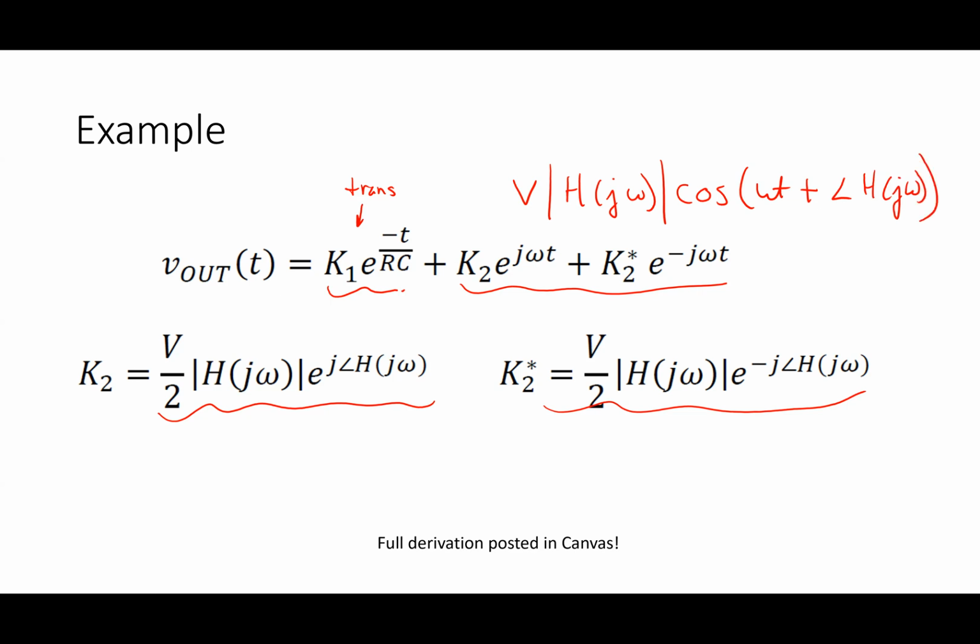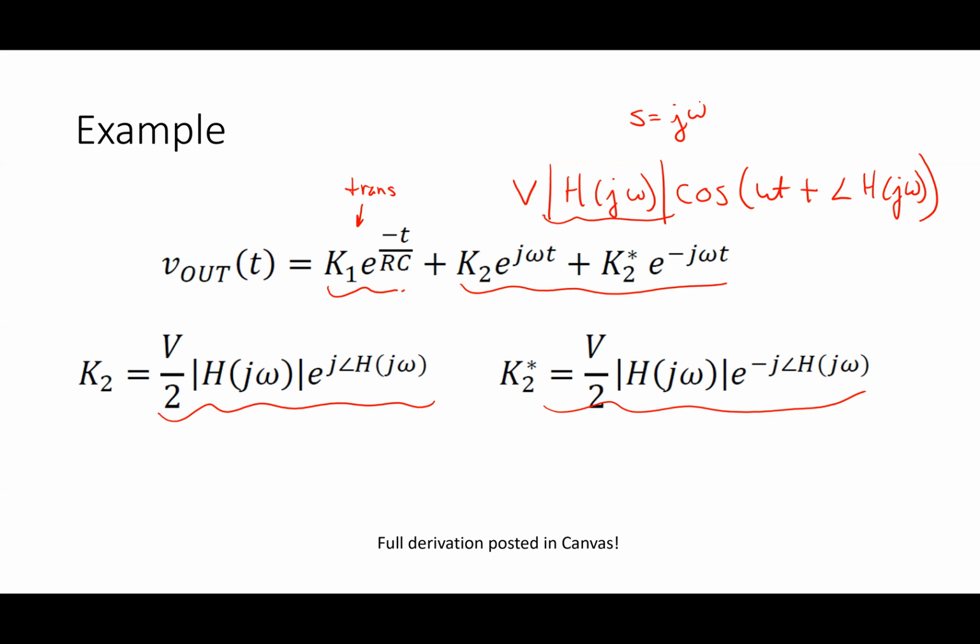It says that if my input is a sine wave, then my output is also going to be a sine wave. And for the output, what I do is I take the magnitude of the transfer function at that particular frequency, and I evaluate it with s equal to j omega. Now that's interesting, all right?